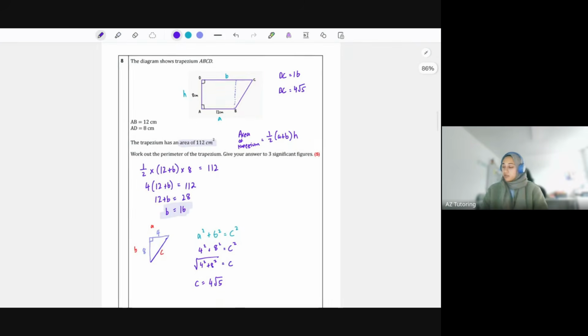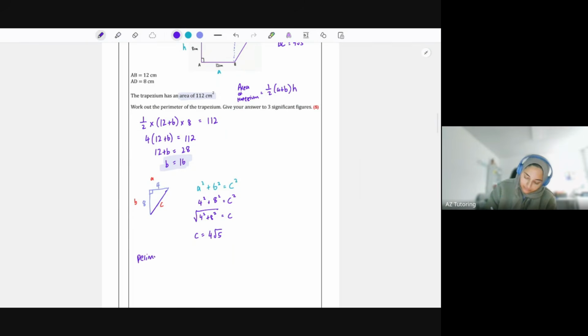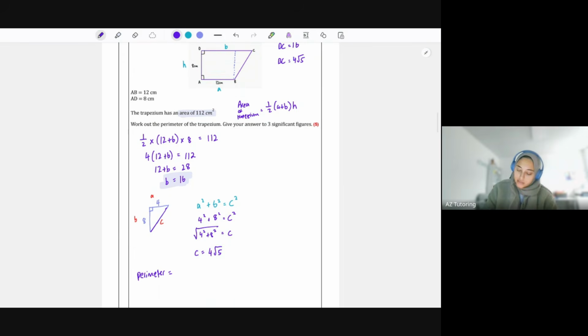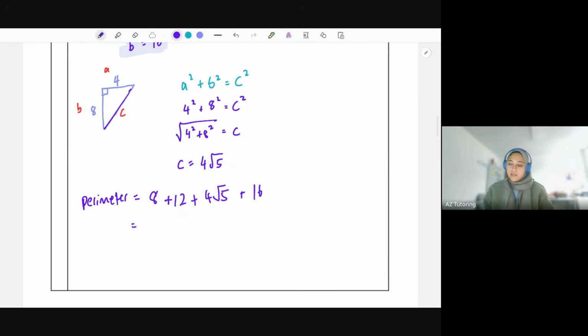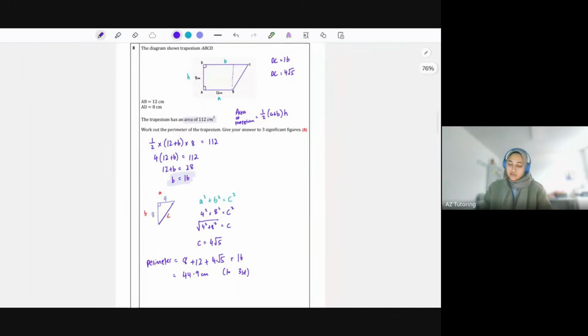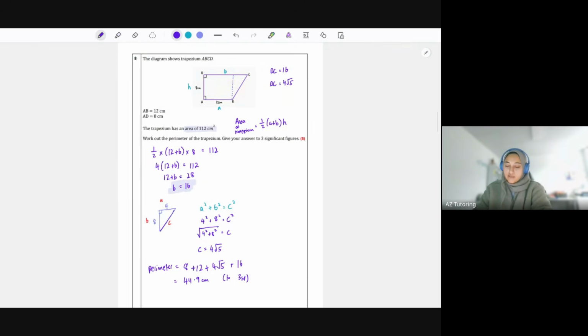So now I can work out the perimeter because I know all the lengths of each side. So the perimeter is just going to be 8, which is this, plus 12, plus 4 root 5, which is the slant, plus the top length, which we found was 16. Adding these all up together, we get 44.9 centimeters to 3 significant figures because the question has asked for it to 3 significant figures. That's a nice 5-mark question there for question 8.